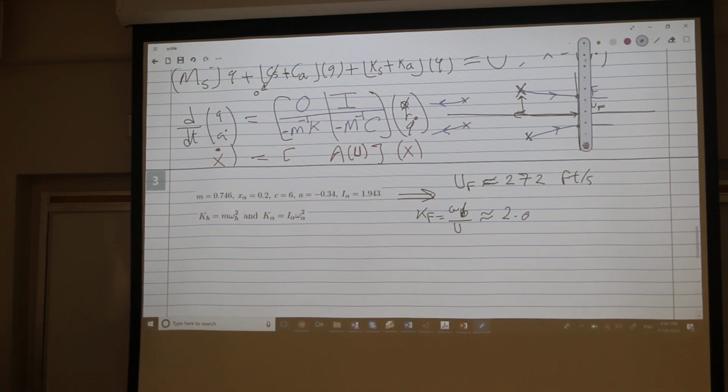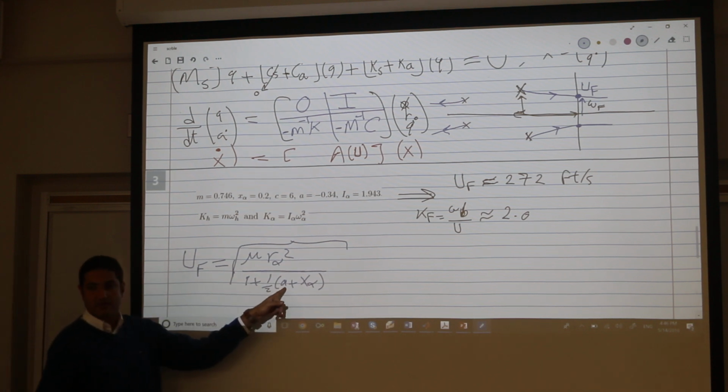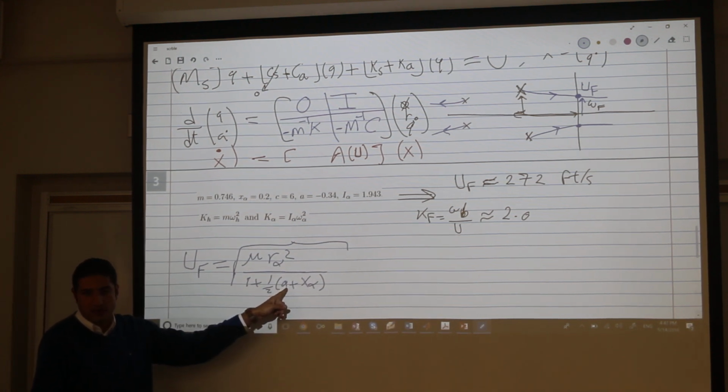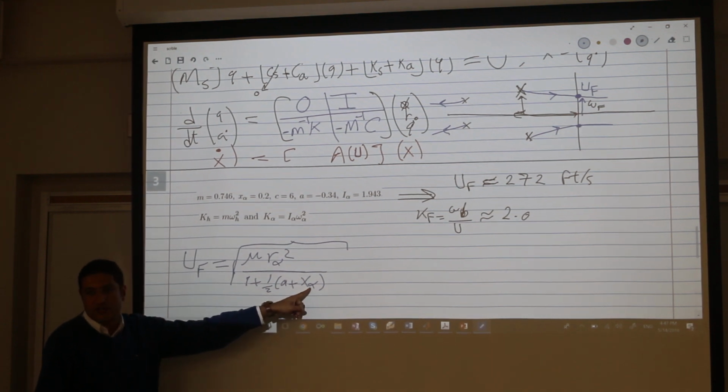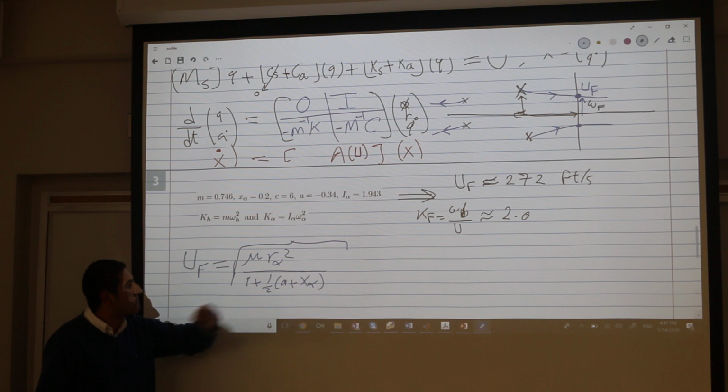Just to give you an idea of how far your steady analysis can go, there is an empirical relation for flutter which gives you an estimate that is not too far away. This is simply mu r alpha squared over 1 plus 1/2 a plus x alpha. So you already know what is a, right? It's the hinge location, for us here the elastic axis shear center, it's given. x alpha is the CG location from the hinge location.